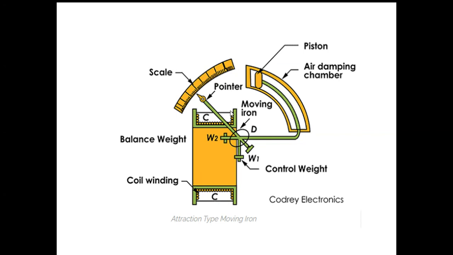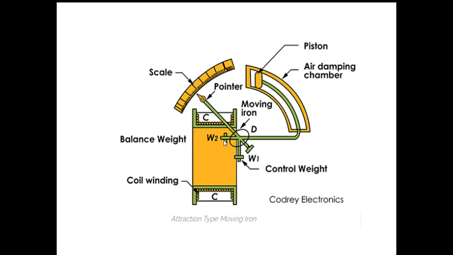This soft iron piece will move towards the magnetic field created by the current carrying coil. So this is the attraction type moving iron instrument. If you see in detail, here we have the current carrying coil, placed on this structure, and here we have the iron piece.